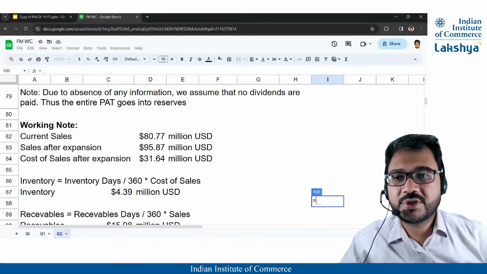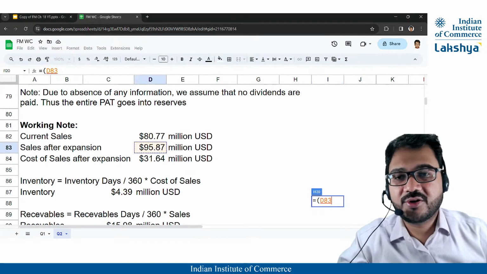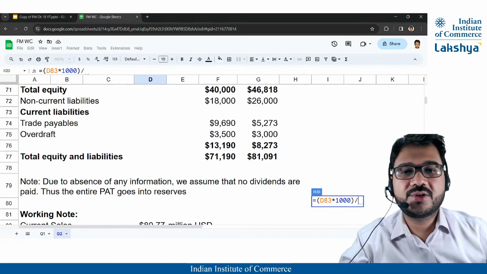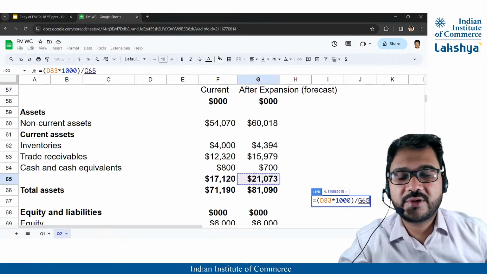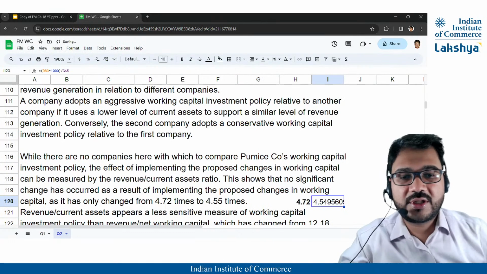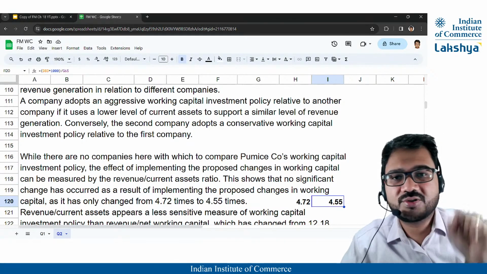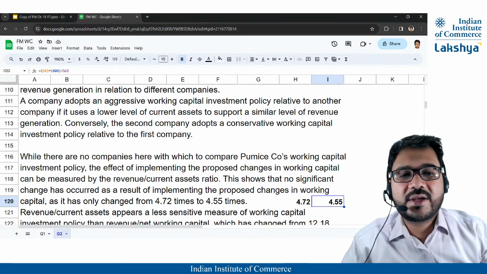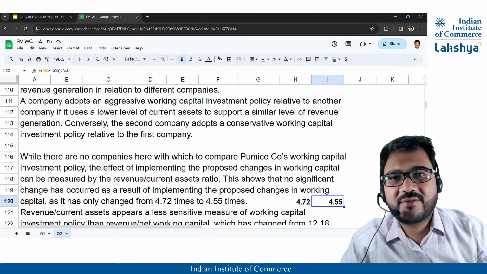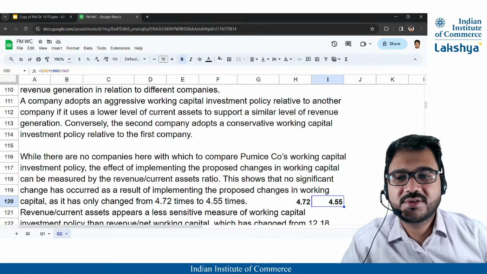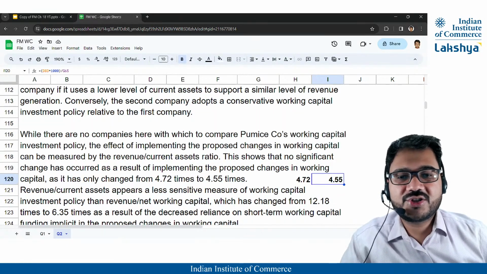new revenue. What is our new revenue? Sales after expansion is 95.87. Okay, but it's in $1 million, I need to convert it. This divided by my new current assets. My new current assets are 21. So that means my sales to current asset ratio has not changed much. So even though I have implemented a new policy, I am still aggressively trading. Okay, there isn't any change.